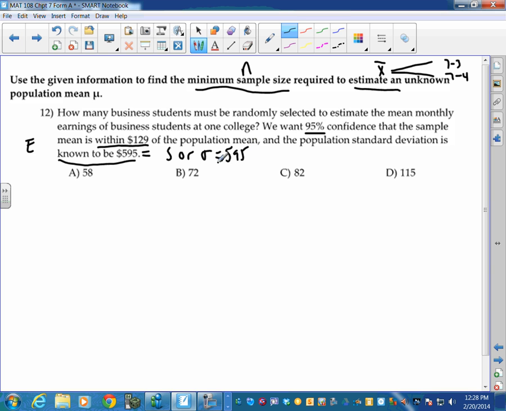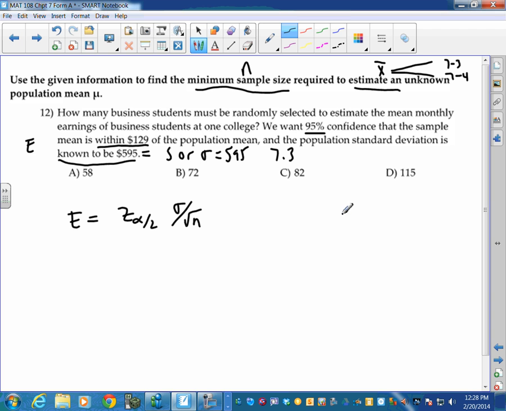So, since we know the standard deviation, which board are we on then? 7.3 or 7.4? So we are doing 7.3. So, how do you find N in 7.3? But how do you find N on board 7.3? E equals Z-score, alpha over 2, standard deviation over the square root of N.